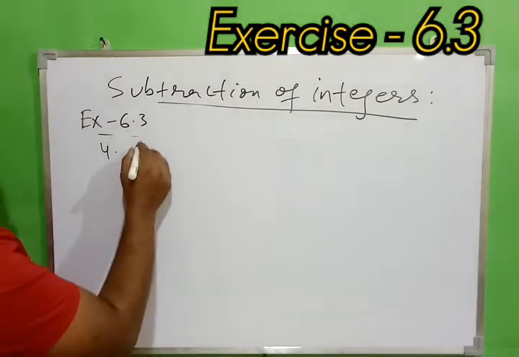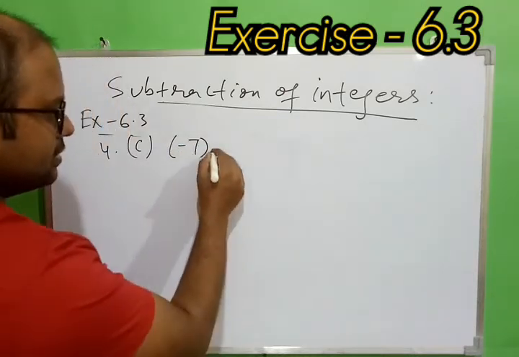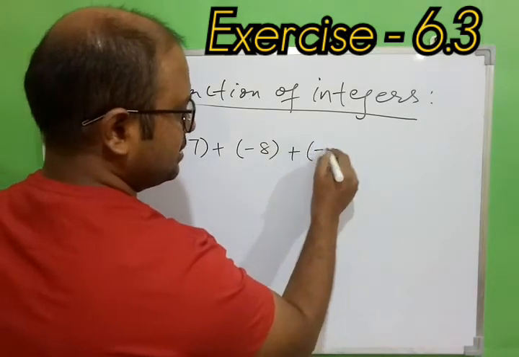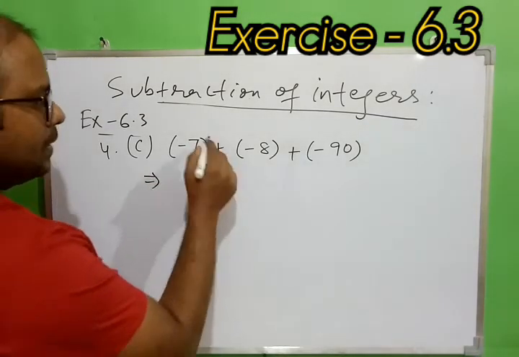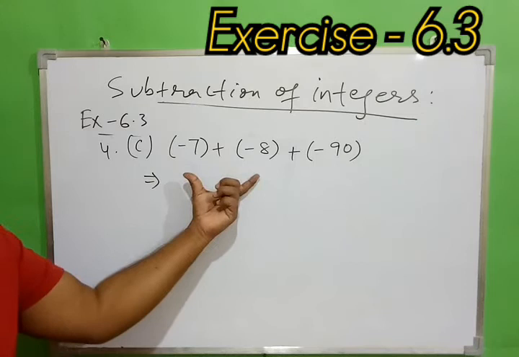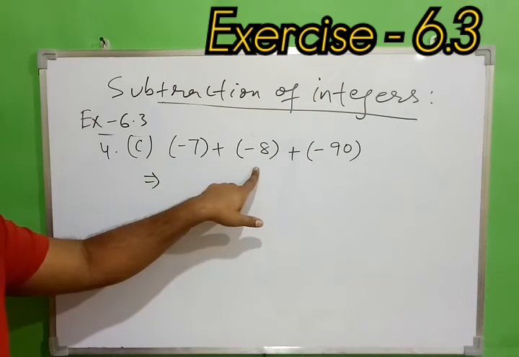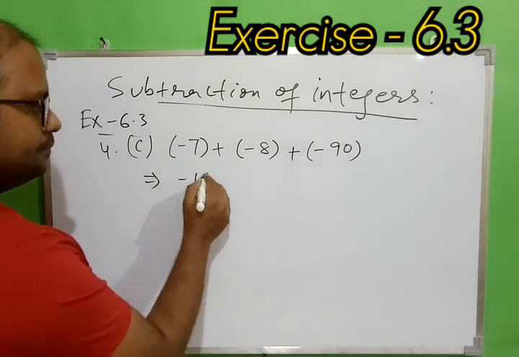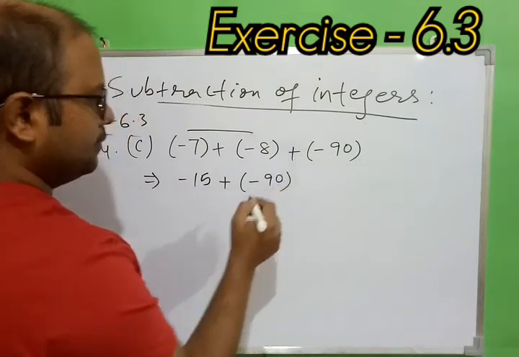For example, I am taking the C part, minus 7 plus minus 8 plus minus 90. Okay, this is not so difficult, so this we have already understood. But still we know, overall, first we'll add these two numbers, because in between these two we have a positive, addition sign, and negatives will be added together. So minus 7 minus 8, that is 8 plus 7, 15, and that will become minus 15. So this is already done. Now what is left? Plus minus 90.